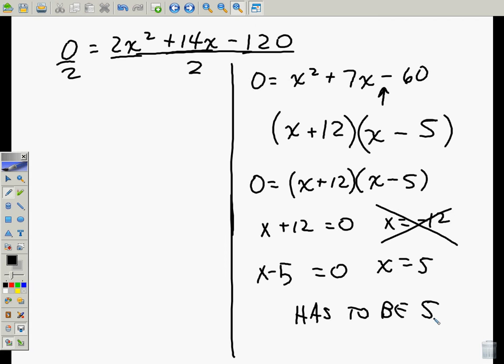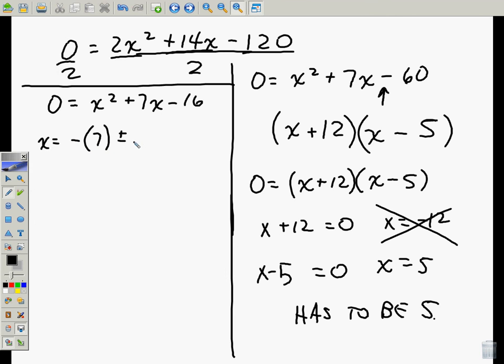Okay? The other way to do this. Because I have this quadratic, what I can do is I can say that 0 is equal to x squared plus 7x minus 60. I'm going to use the quadratic formula and say x is equal to negative b, which is 7, plus or minus the square root of 7 squared minus 4 times a, which is 1, times c. This should be 60. My apologies. This is 60 times minus 60. Very important to keep our negatives straight.